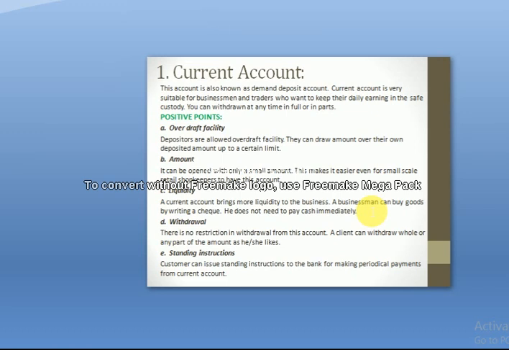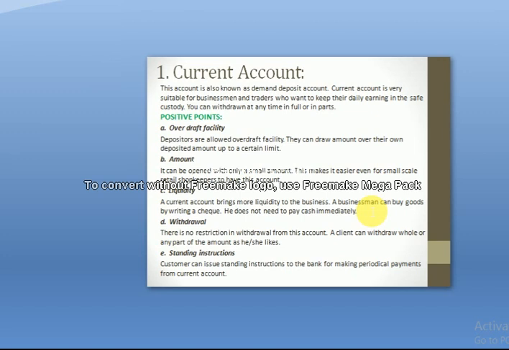But in case of drawings, there are no restrictions. Anytime, anywhere I can withdraw the money from the account. Standing instructions. When the customer issues standing instructions to the bank for making periodic payments from the current account holder, the bank obeys the standing instructions of the account holders.